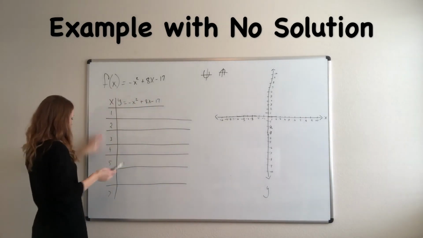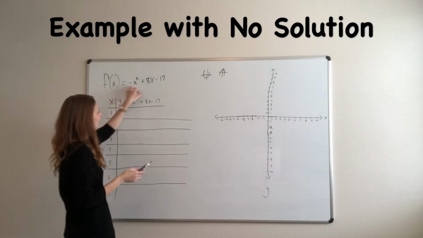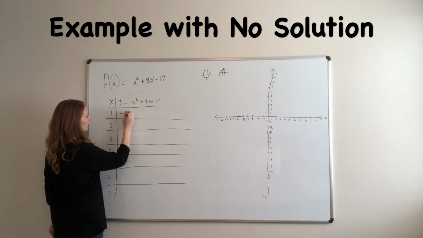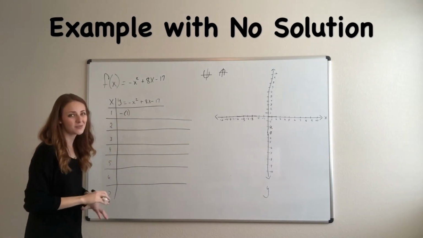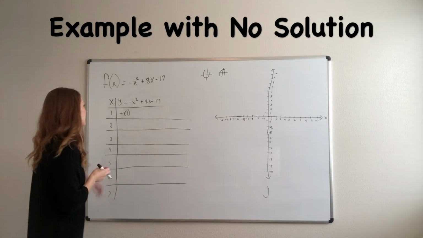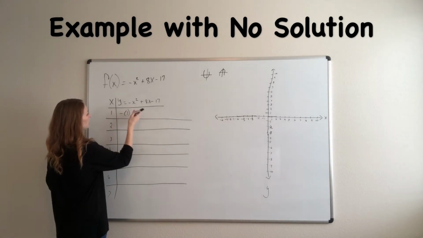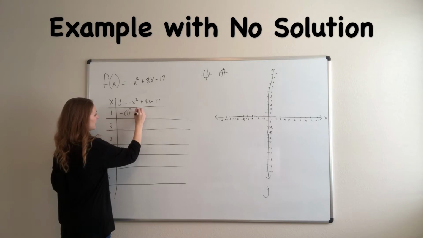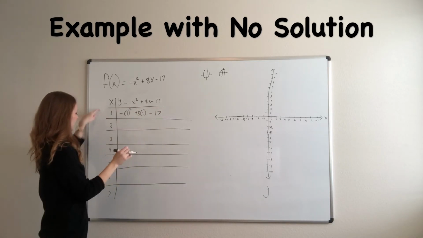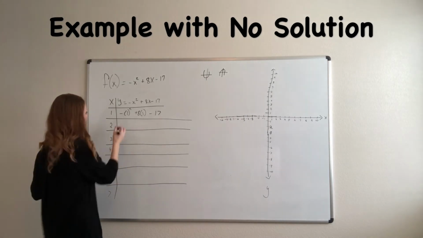So same thing, we've picked 7 points here. I'm going to plug in x, and this is the original equation. Okay? Keep in mind when you're plugging in a number, you are putting parentheses around it. When you replace x with any number, you're always putting that number in parentheses. So we're going to rewrite this as negative, parentheses 1 squared, plus 8, parentheses 1, minus 17, and then the exact same thing for the remaining points.